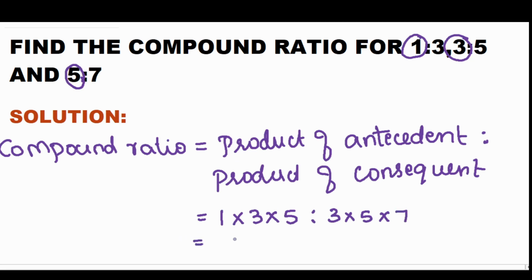So on multiplying this, I get 15. On multiplying this, I get 105. Again, the ratio can be reduced. That is 15 ones are 15, and this is 15 7s. So the compound ratio is 1 is to 7, the compound ratio for the given problem.